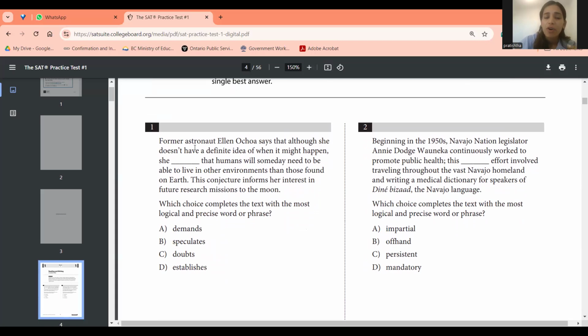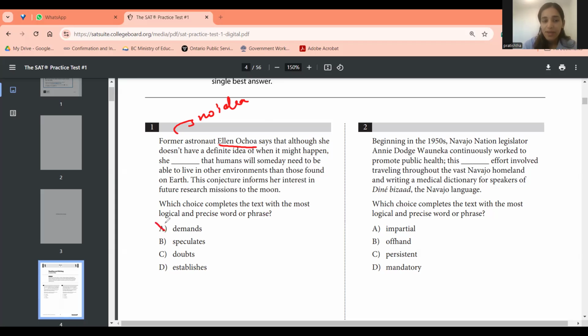So let's say: former astronaut Ellen Ochoa says that although she doesn't have a definite idea of when it might happen, she dash that humans will someday need to be able to live in other environments other than those found on Earth. So there was this astronaut, right? She says that she does not have an idea when it will happen, but she dash that humans will. So she has no idea, first of all. No idea means she does not have a definite answer. Here, a word should come which means that it's not definite, it is a guess.